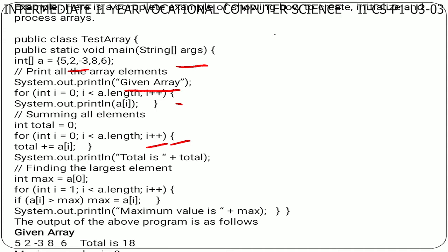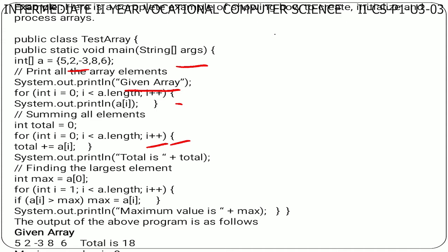In a[3] we are storing 8. So what happens? Now total we have is 4. So total = total + a[3], which is 4 plus 8. So total becomes 12. Then again i is incremented. Then it becomes a[4]. So a[4] stores 6. So total = total + a[4]. So 12 plus 6, that is total we get is 18.